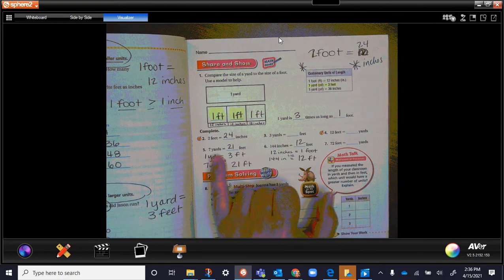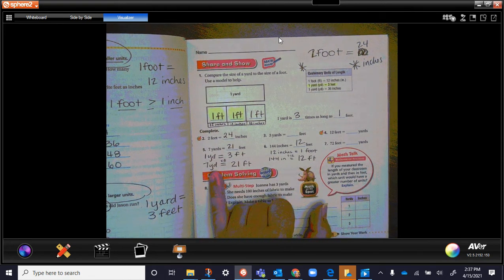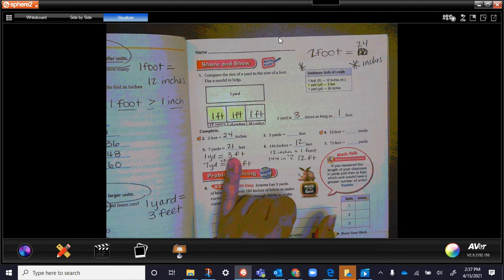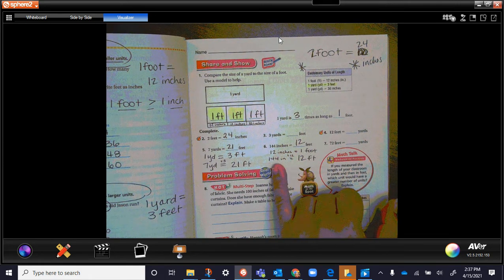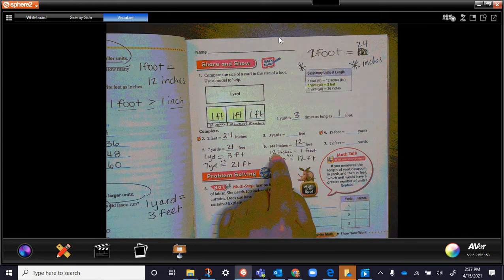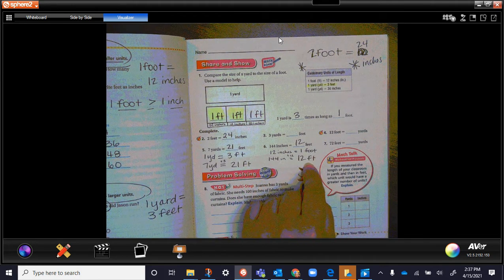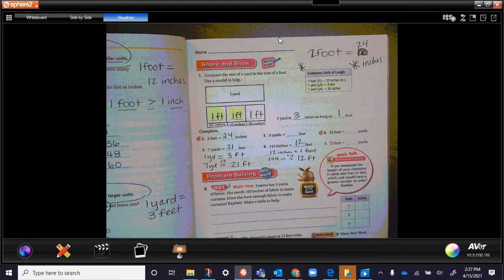Then we thought, if we've got 7 yards, we know that 1 yard is equal to 3 feet. Here I'm going from a larger unit to a smaller unit, so I'm going to use multiplication. 7 times 3, since we're going from a big to small unit, I get 21 feet. Over here, we're going from a small unit to a big unit, so we're going to use division. 144 inches, and we know there are 12 inches in 1 foot, so we take that 12 and divide. 144 divided by 12 is 12.